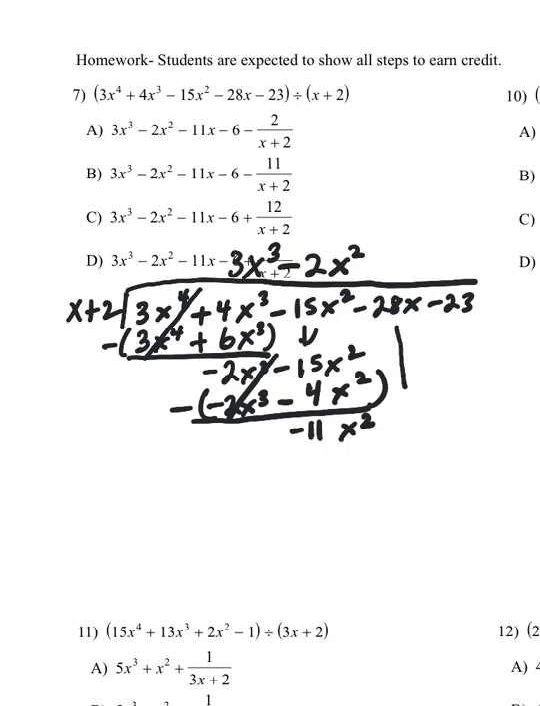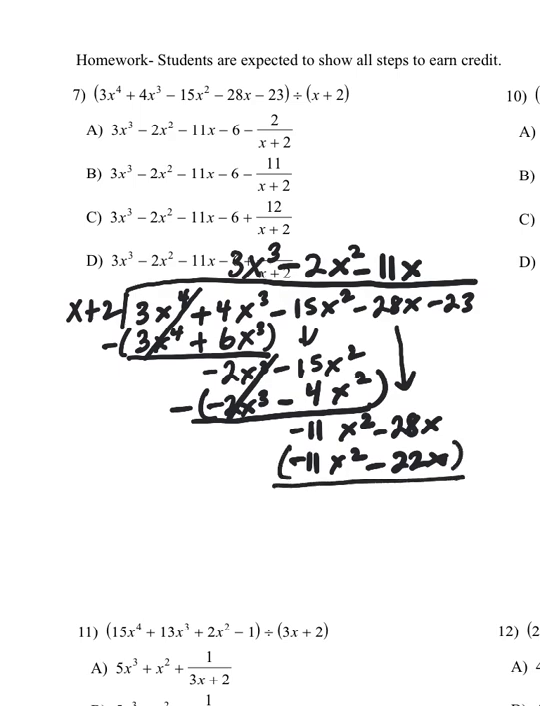Bring down the negative 28. So once again, you ask yourself, what do I need to multiply x by to get negative 11x squared? So it's negative 11x. So negative 11x times x gives you negative 11x squared. Negative 11x times 2 gives you negative 22x. You're going to subtract. That becomes 0. Negative 28x minus a negative 22, that's positive. So it's negative 6x. You bring down the negative 23.